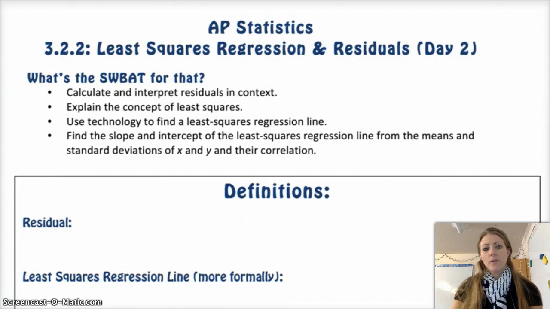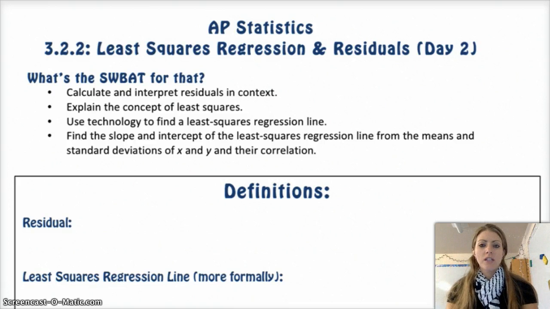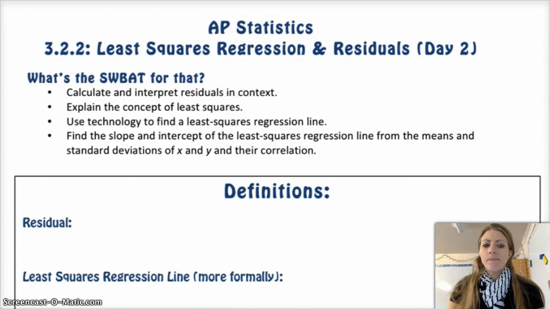So one, we're going to go over what residuals are and what they are in context. We'll talk about what least squares actually means in terms of the least squares regression line. Use technology to find a least squares regression line. We kind of did that in the last video, so I don't think I'm going to spend a lot of time going over it. And then finding the slope and intercept of the least squares regression line from the mean, standard deviations of x and y, and their correlation.